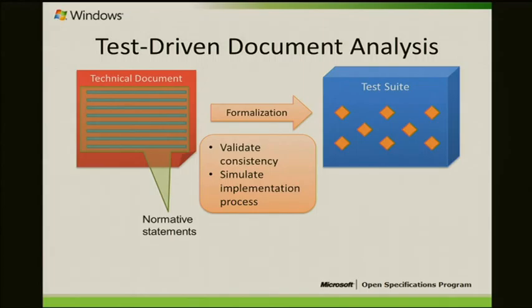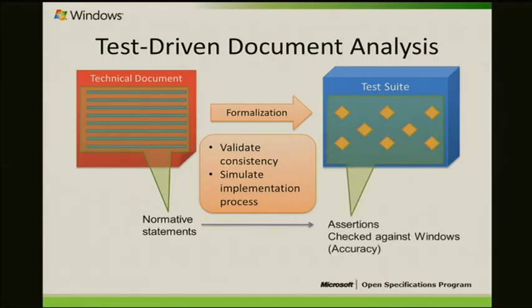Our technical documents, if you're not familiar with those, are kind of RFCs on asteroids. We have capital MUST, MAY, and SHOULD as requirements in the document. From the technical document, we could extract a set of normative statements, and through this formalization process, we transformed these normative statements into assertions that were checked mainly against the Windows implementation. But we wanted these test suites to be portable, so you can use them against any implementation of the same protocol.